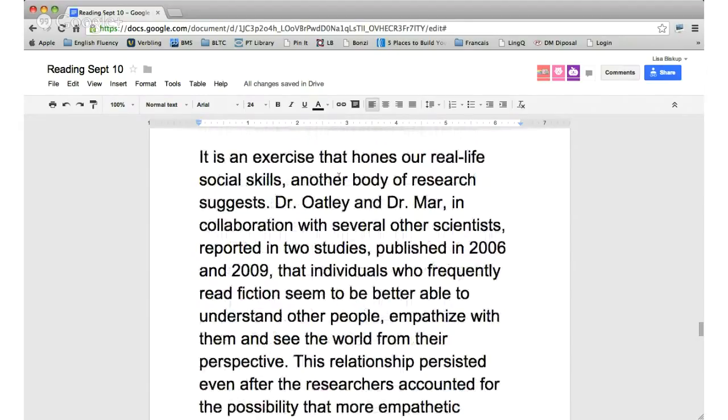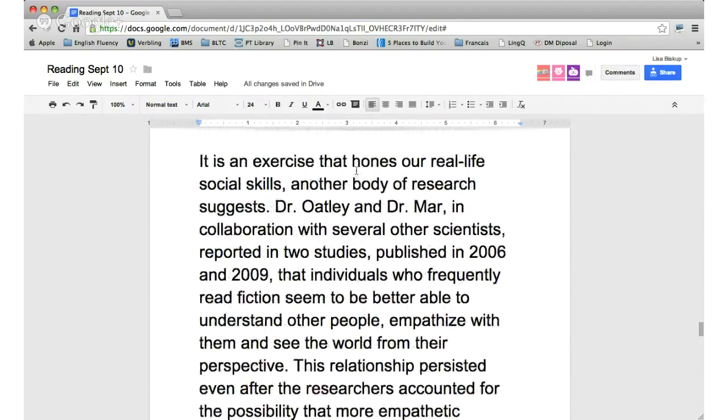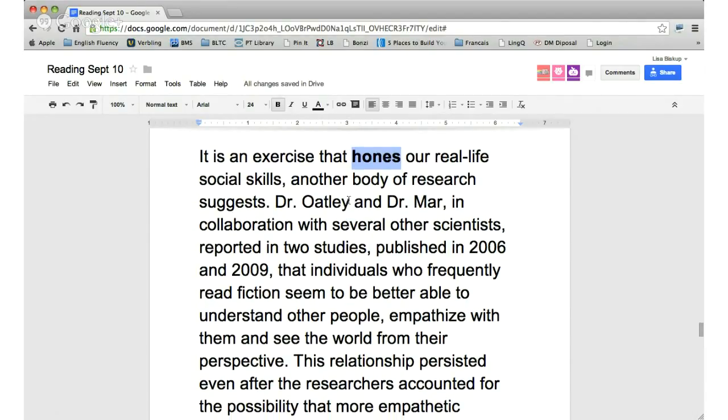Yeah. So reading fiction is an exercise that hones. That means when you hone something, it makes it better. So you're honing your skills usually. So practice, like if you're a soccer player or something and you want to hone your skills, that means you want to get better. You want to improve your skills. So apparently they're saying that these studies show that reading fiction helps us have better social skills, so it means better relationships with people.